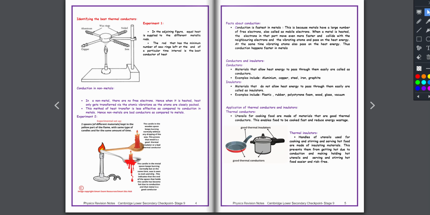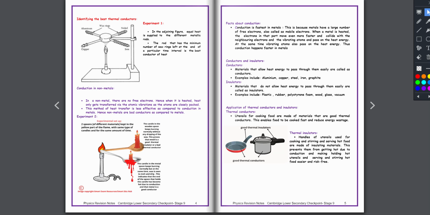So, what they're trying to tell you is, if you take any non-metal, suppose you take wood, which is not a metal. If you try to heat the wood, definitely wood will get a little warmer, but it will not get very hot, unlike any metal rod if you take and you supply the same amount of heat. The reason is because there are no free electrons in non-metals, and therefore heat is only transferred via the atomic vibration. So whenever the atoms are vibrating inside the non-metal, the heat is getting passed to the neighboring atoms.